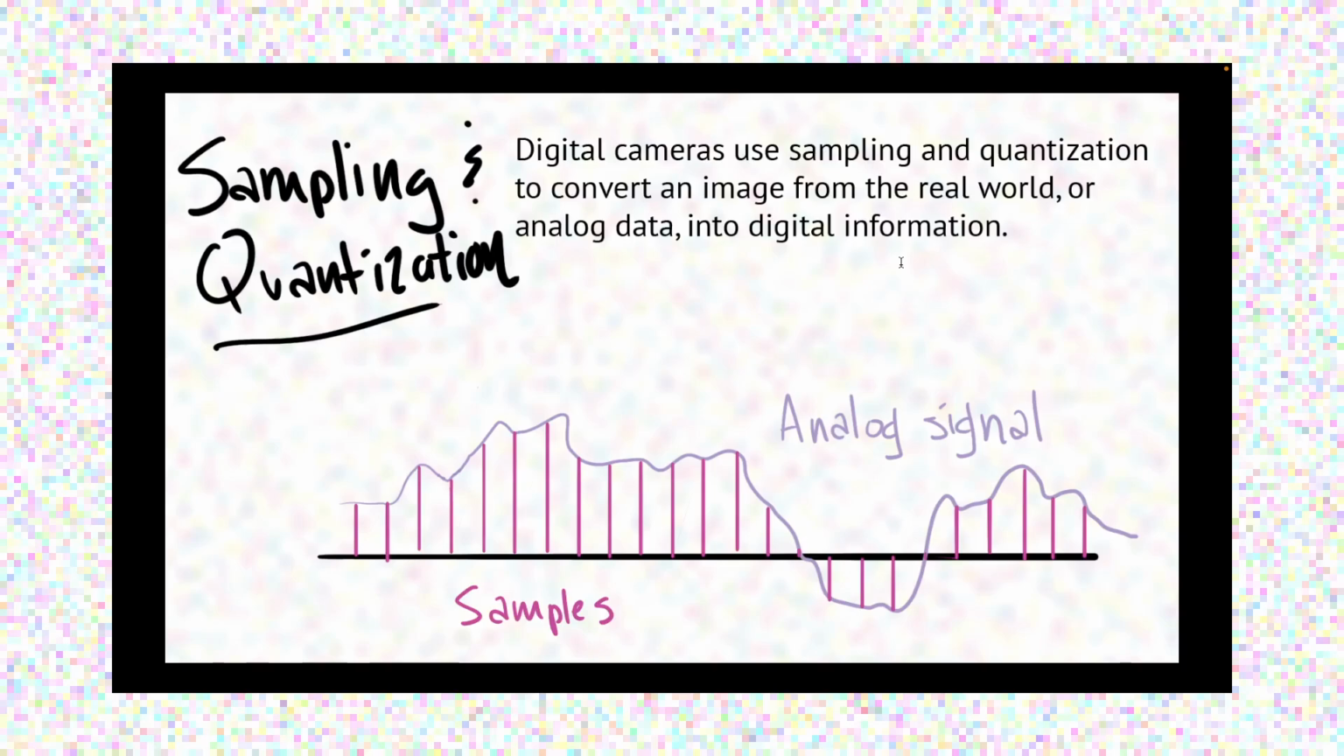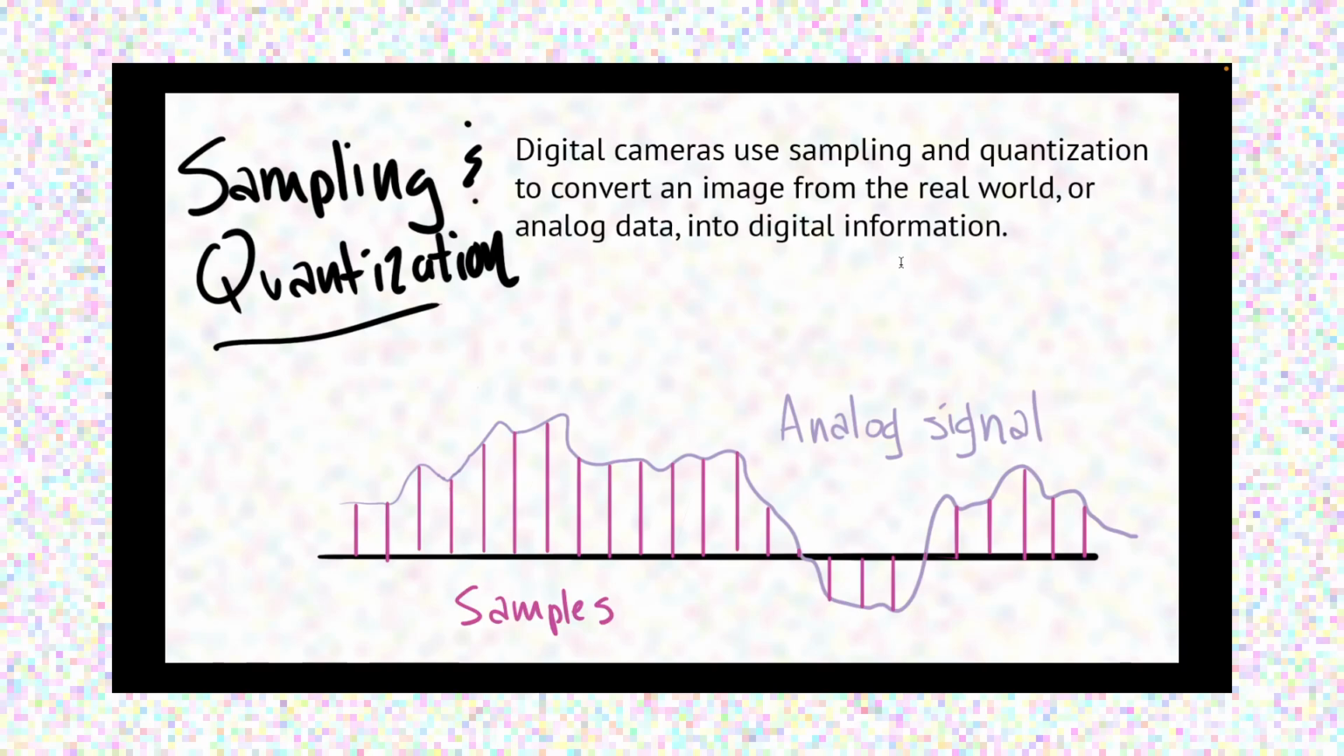And so what we do is we use two processes. One is called sampling, and the other is called quantization. And both of these are very important ideas when it comes to saving digital information, whether it's images or audio or video or any other type of media.